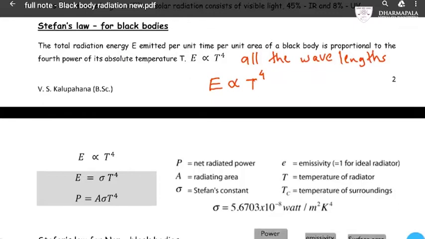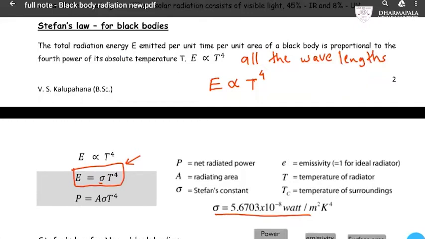Now this is only a direct proportionality. To make it an equality, we have to put in a proportionality constant, sigma. We call it Stefan's constant, and the value is given here. So we can write the equation as E equals sigma T to the power 4. We can apply this equation to find the total radiation energy emitted by a hot object.